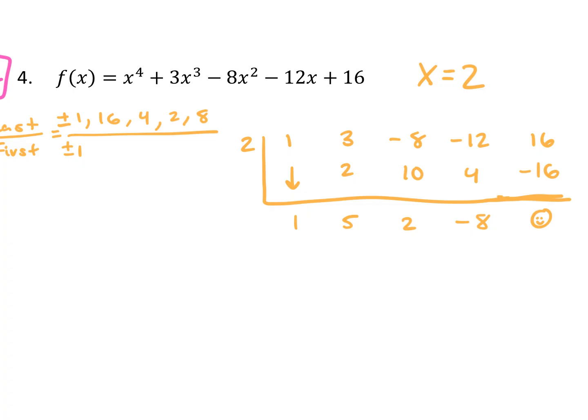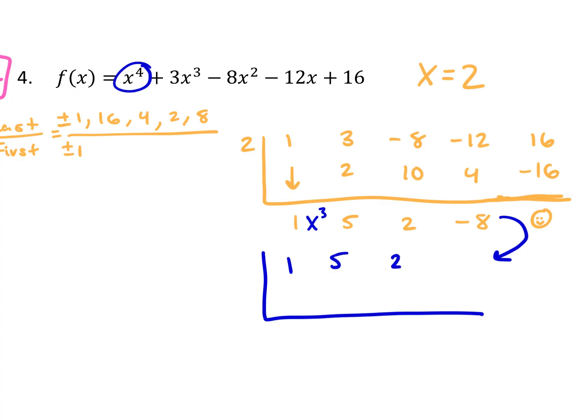But from here, since we start with x to the 4th power, how many answers do we have left to find? This is going to be x to the 3rd because we have 3 answers left. So we can't just factor it from here. What do we have to do? We're going to do our last over first again. But these numbers are now going to go in the box. We have 1, 5, 2, -8. We do it until we get down to x squared, and then we can factor.